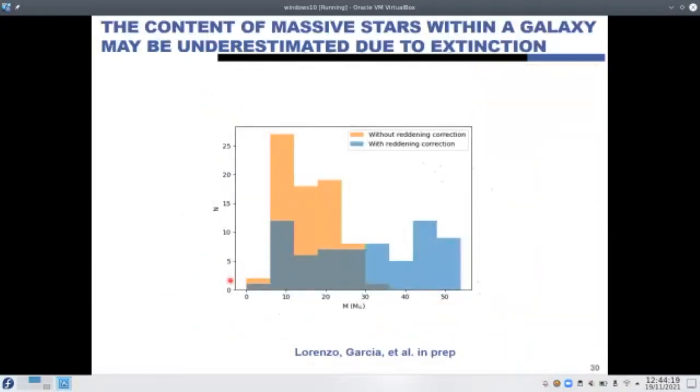So what's actually the impact of this in a broader context? What this means is that we may be underestimating the number of massive stars that galaxies host. And that's what is shown here in this histogram. We show the stellar masses we determine from photometry without and with the reddening correction. If no reddening correction had been applied, we would have returned stellar masses between 5 and 25 solar masses, which is rather low. But once we have applied the reddening correction, we recover stars of up to 50 solar masses.